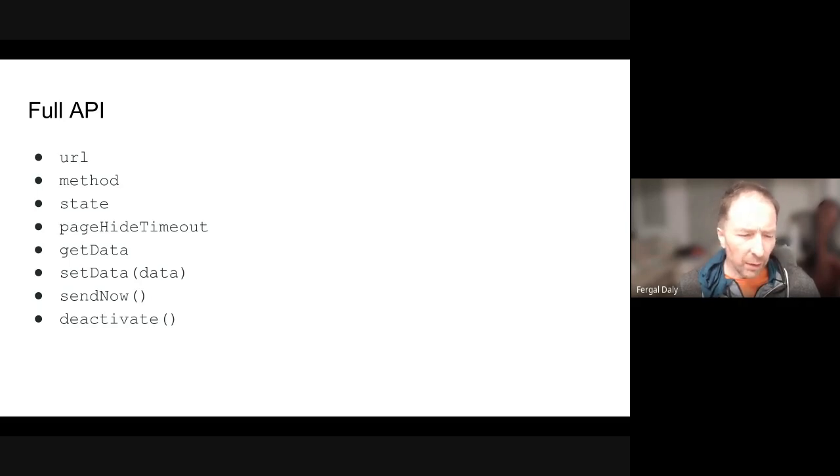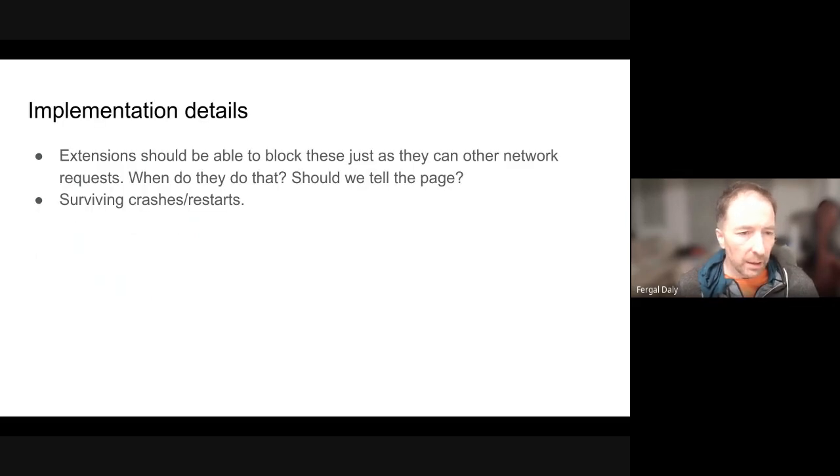And also, if you use the page hide timeout and you go into BF cache and you send it while you're in BF cache, and you come back out again, the state will be set to sent or failed or whatever happened. And then there's deactivate to stop a beacon.